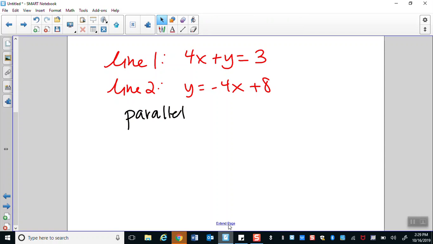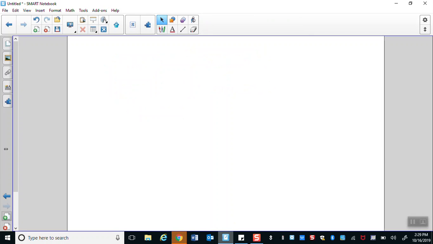Okay, so that's the first type of question that you're going to have to solve: you're going to be given two equations and you're going to have to tell me if they're parallel, perpendicular, or neither. Now the other kind of problem that you're going to have to do, you're going to have to write an equation. So take a minute, write your directions down.